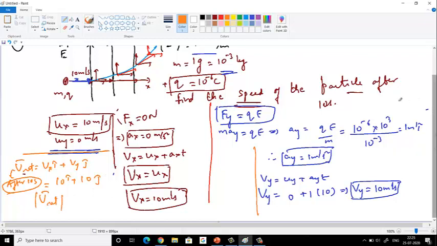We want to find the speed. Speed means the magnitude of this vector quantity. So this is equal to root of 10 square, which is 100, plus 10 square, which is 100. So you get root of 2 into 100, and the 10 just comes out: 10 into root 2 meters per second. This is the net speed, the final speed after 10 seconds. That is our answer. Alright, fine. The next question.